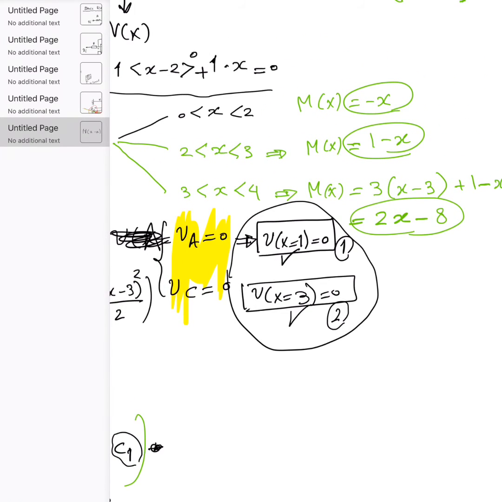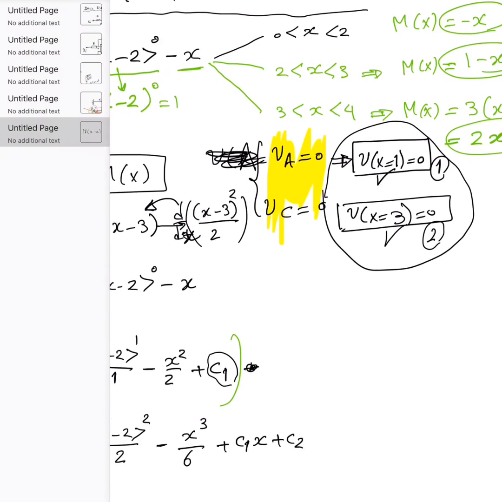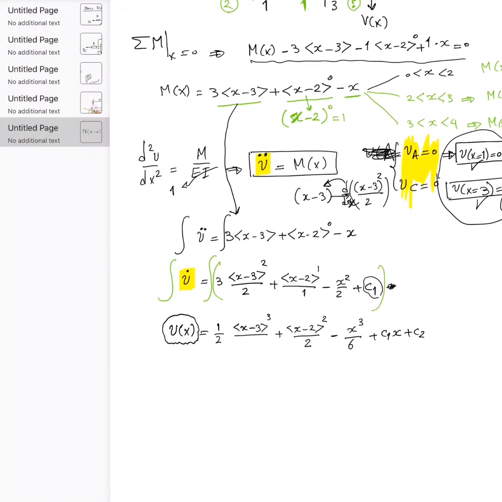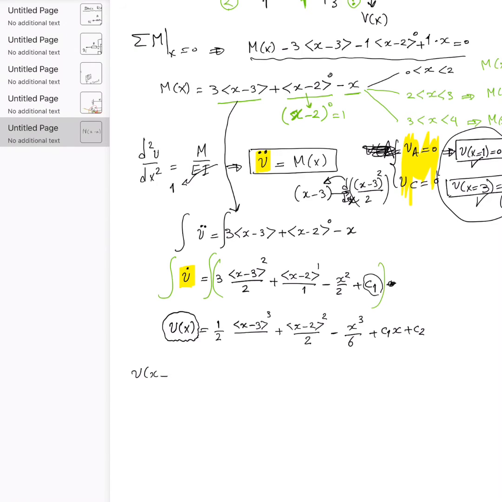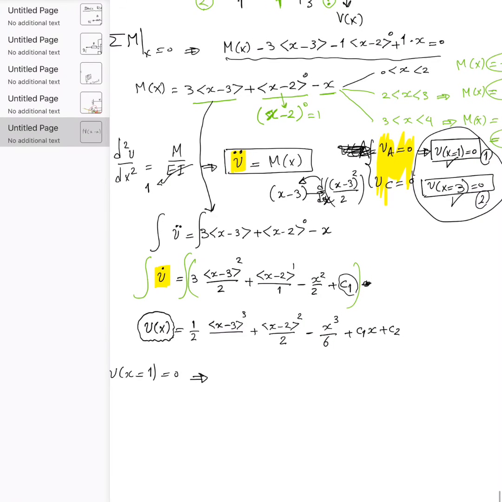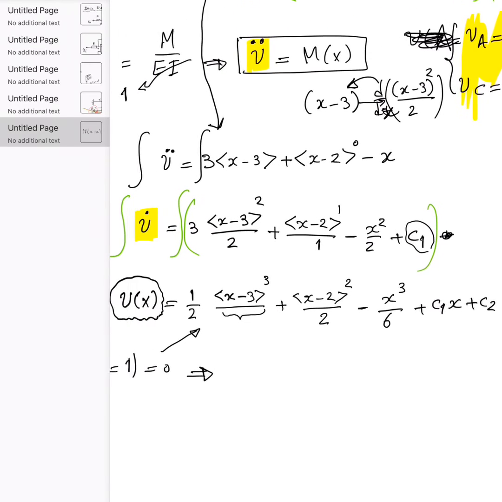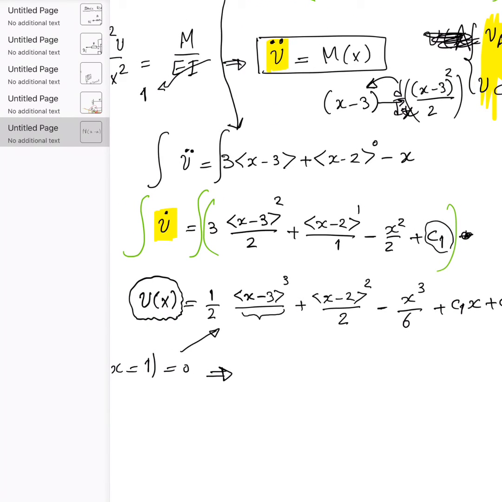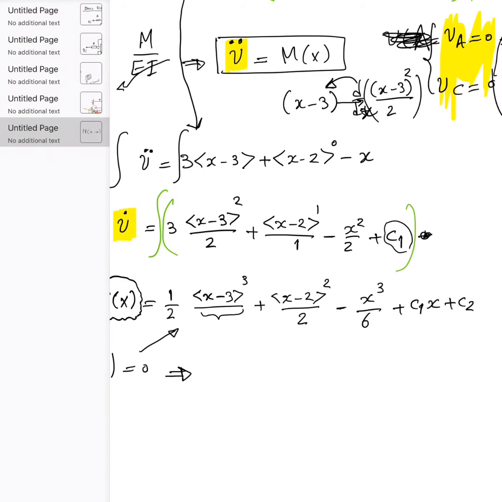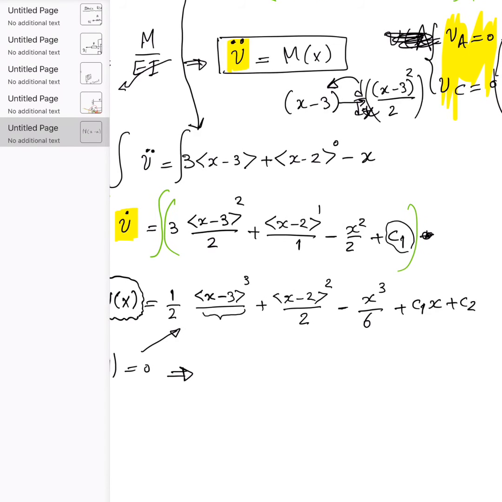V at x = 1 is equal to 0. V at x = 3 is equal to 0. So let's write it here. Relation 1 was V at x = 1 is equal to 0. That means that, let's substitute x = 1 in this relation and see what we can get. Well, if my x is 1, the first term on the left, let's zoom on it, x is less than 3, so the first term does not exist. The second term also, x is equal to 1, less than 2, so the second term also does not exist.